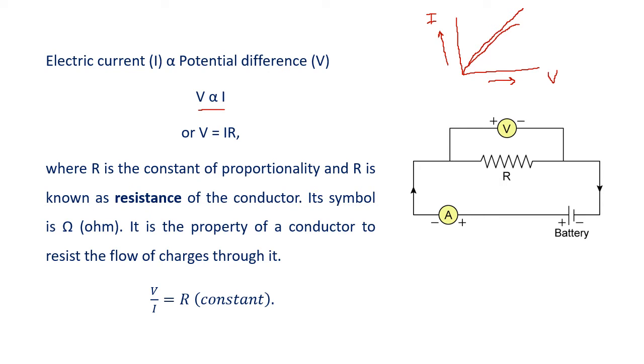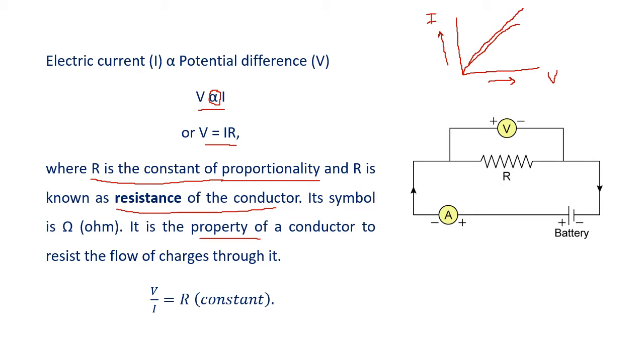We can write it as V equal to IR, where R is the constant of proportionality. What does it mean? You can see this symbol here, it stands for proportionality. V is proportional to I. So if the current is increasing regularly with the increase in voltage, we write V is equal to IR, where R is a constant given by any number. This R is called the resistance of a conductor. Now what is resistance? It is the property of a conductor.